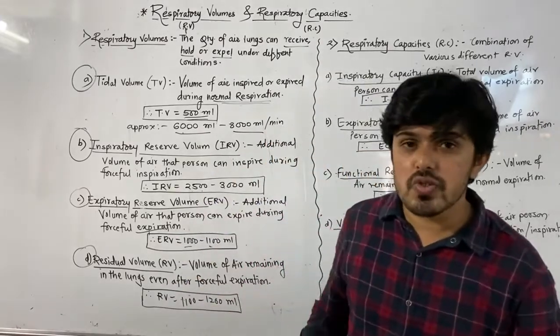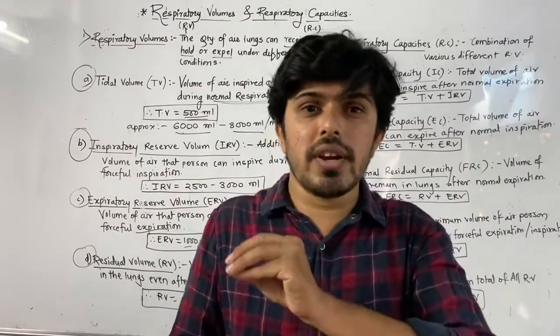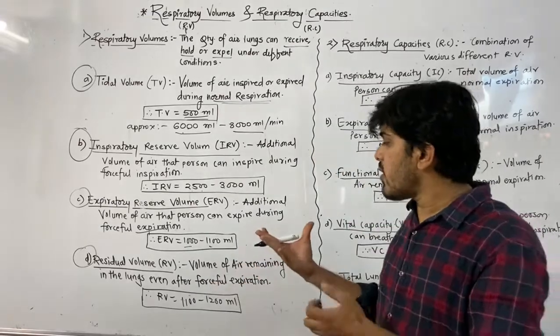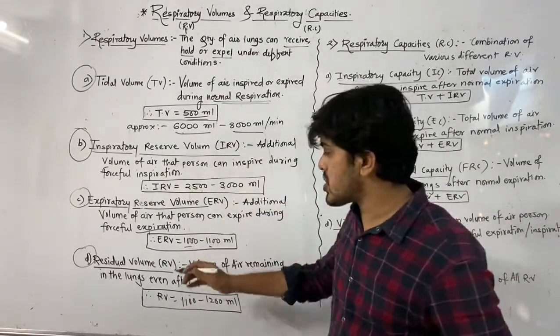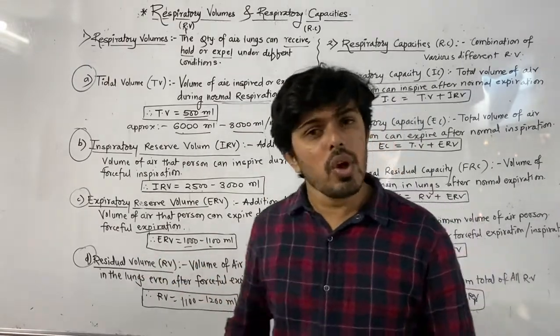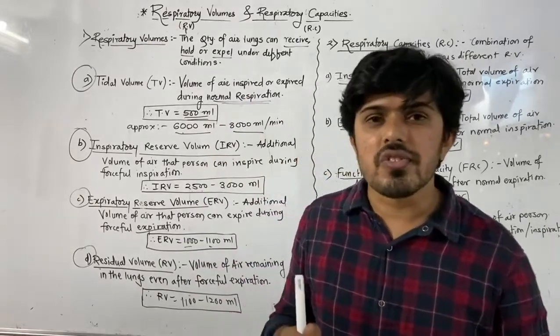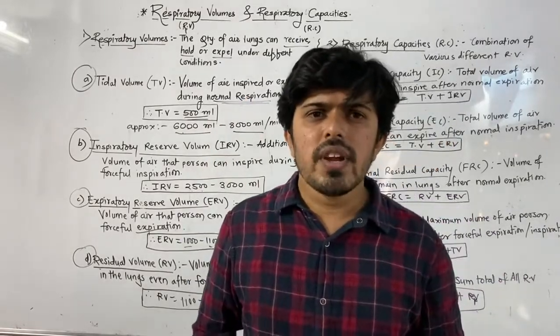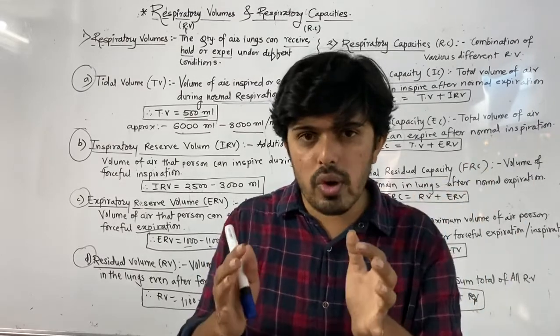In circulation also we have seen, after pumping, heart holds certain amount of blood in it. Same thing, whatever air stays in the lung even after forceful expiration is called as residual volume. Its quantity is 1100 to 1200 ml. So respiratory volumes we have discussed. Respiratory volumes means it is quantity of air lungs can receive, hold or expel.